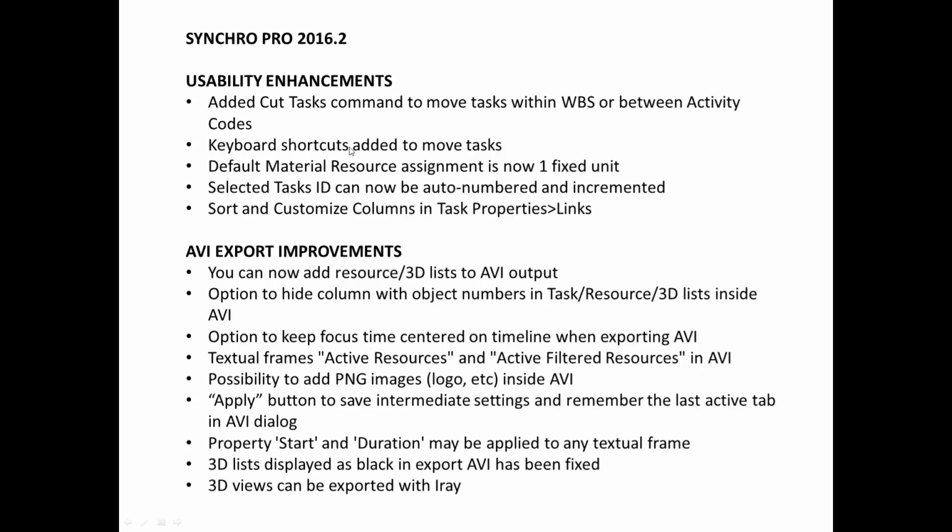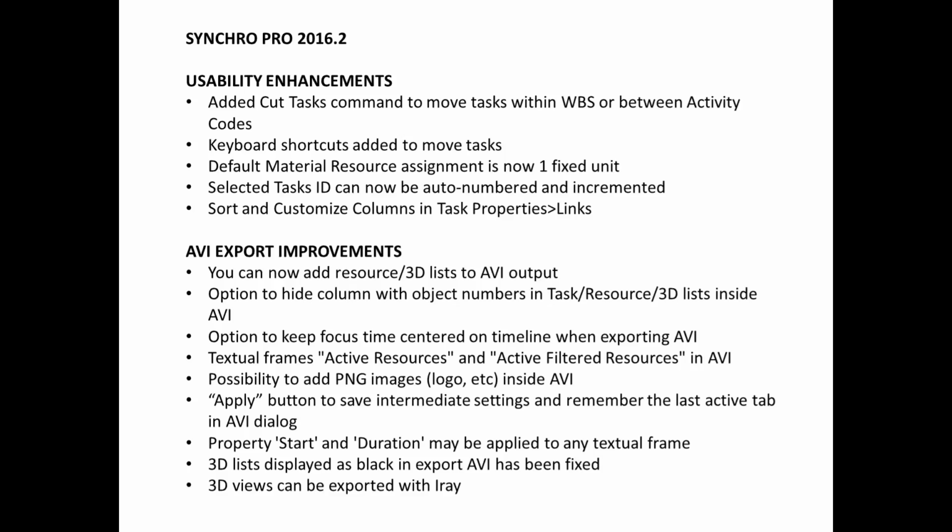We've added some more keyboard shortcuts. Selected task IDs can now be auto-numbered and incremented. And we've made some improvements to the AVI export dialog. Resource and 3D lists can be included in the AVI as data. You can also hide the object numbers that show up in the task resource list. This is that number that goes down the far left side of the task list.